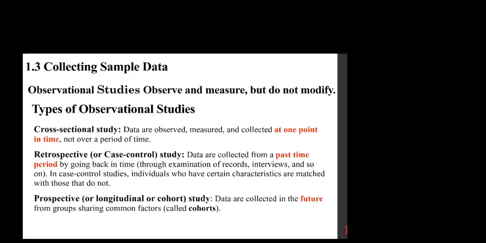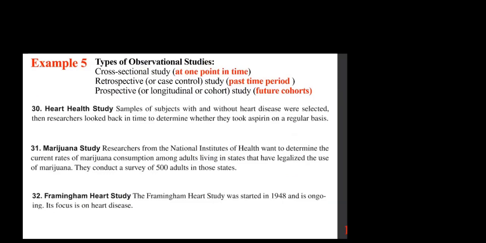So, with that being the case, the synopsis is given at top here: cross-sectional, basically at one point in time; retrospective, past time period; and prospective, future cohort. All right, so the first one, could somebody read the first one, number 30?